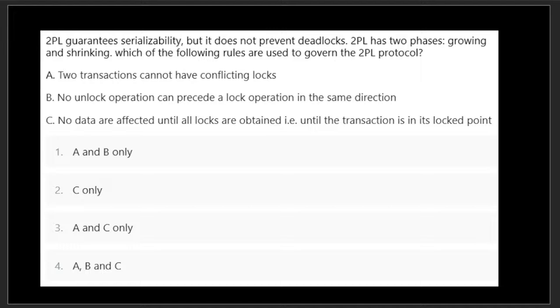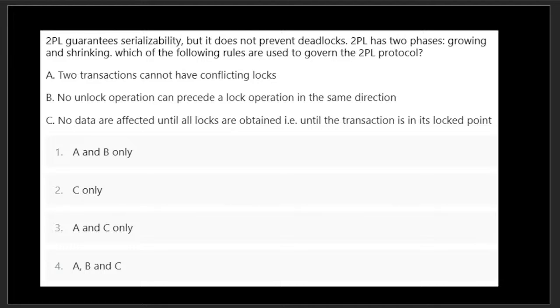So we have to know that to analyze the rules governing the 2PL protocol, we have to see two conditions, two characteristics of 2PL. First is two transactions cannot have conflicting locks. So this is correct because this rule ensures that if one transaction holds a lock on a resource, another transaction cannot obtain a conflicting lock on it.